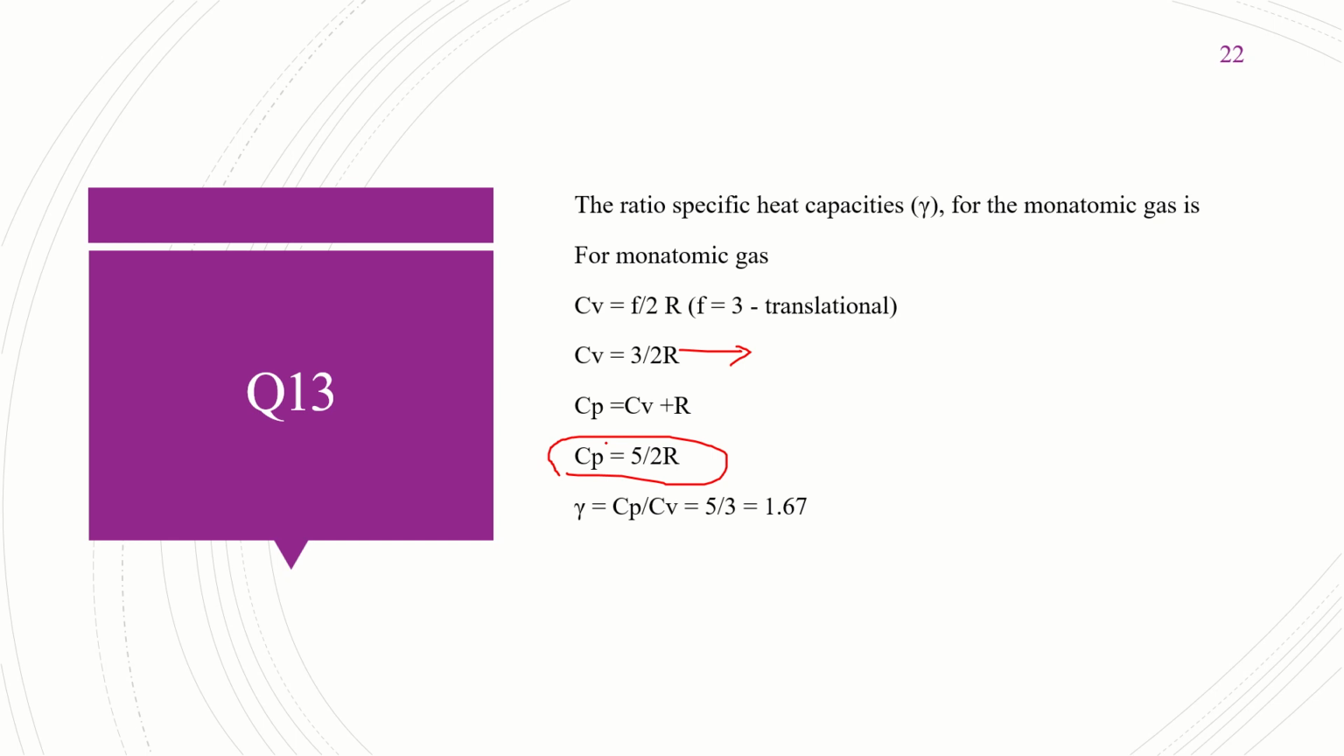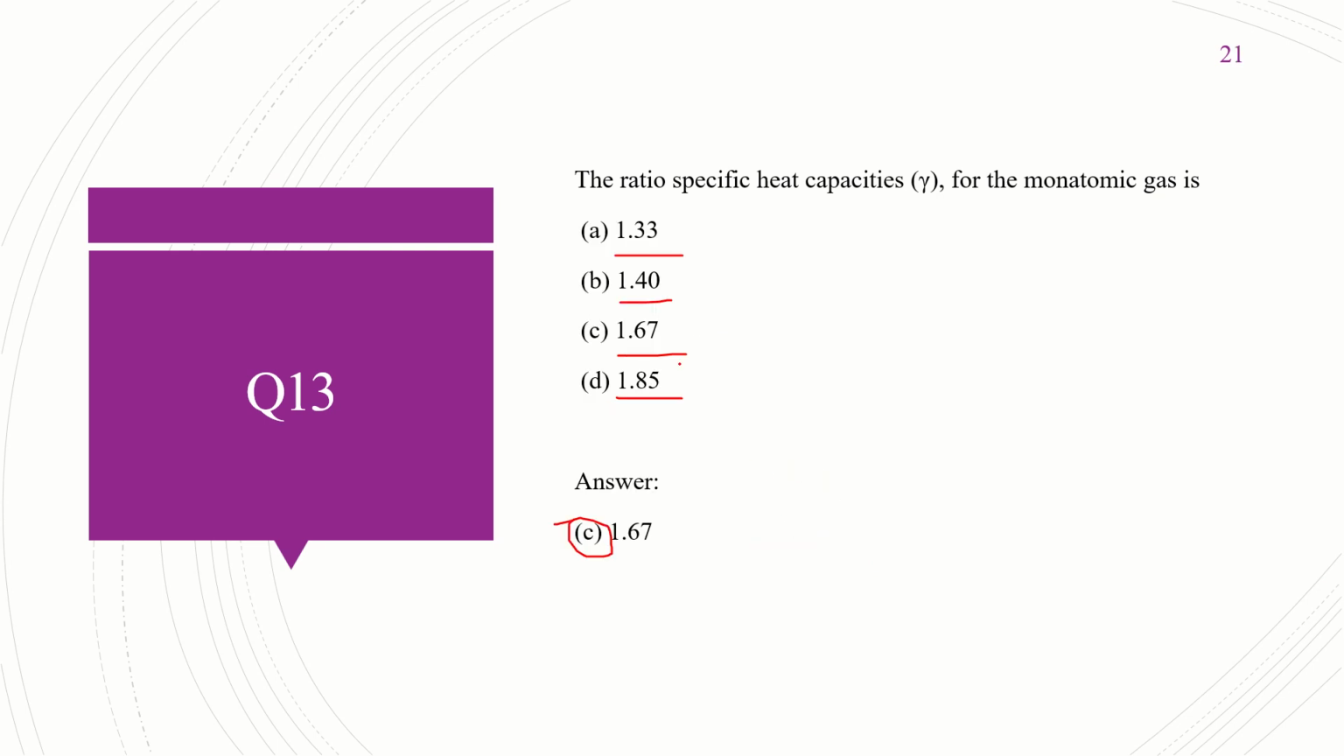So what is the specific heat capacity ratio? It is nothing but Cp by Cv. Cp is 5 by 2 R divided by 3 by 2 R. So 5 by 3, it gives 1.67. So option C, 1.67, is the right answer.